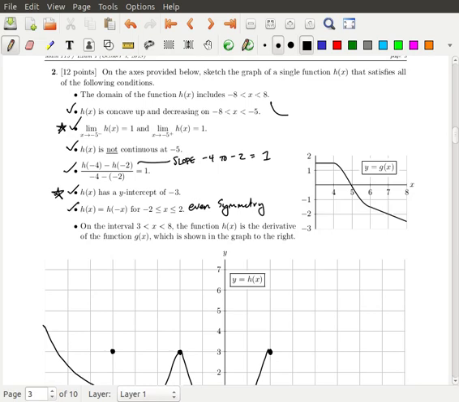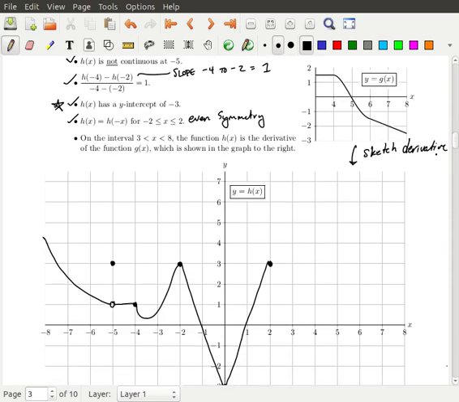So that's all good. And then on the interval 3 to 8, the function h of x is the derivative of the function g of x shown to the right. So we want to sketch the derivative. From 3 to 8. We're not at 3 yet, so again, I'll just put in a flat horizontal line. And now we're going to start sketching this. Okay, so it looks like the derivative here is 0.